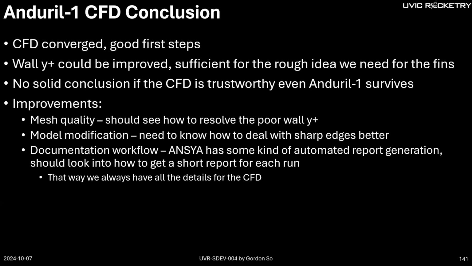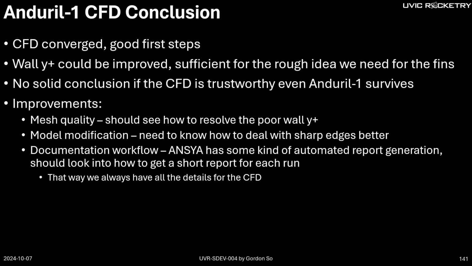Another thing we need to know is, for the model, what do we need to make it better suited for a CFD? For example, all the sharp edges, to be honest, may not be that important. Or maybe there's some kind of threshold that we can use for those sharp edges. So that's something that we really need to know.